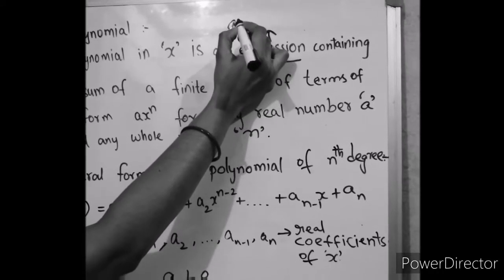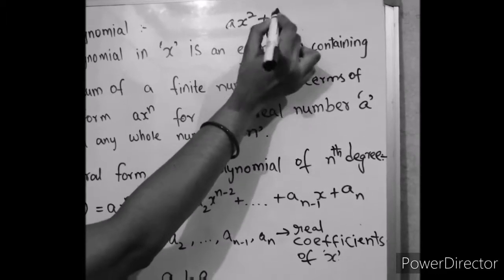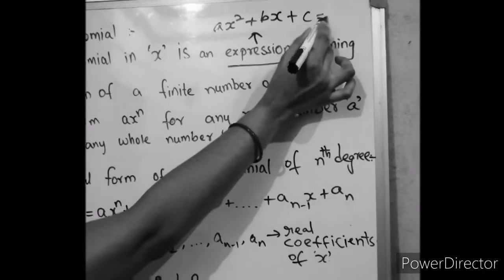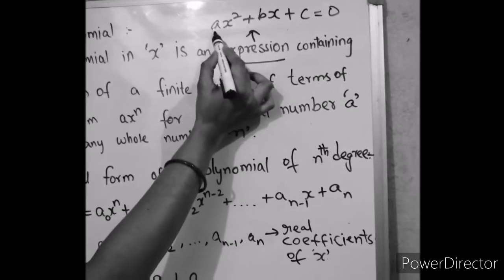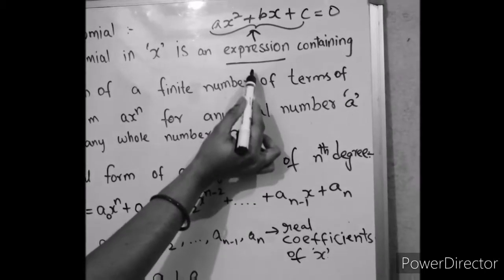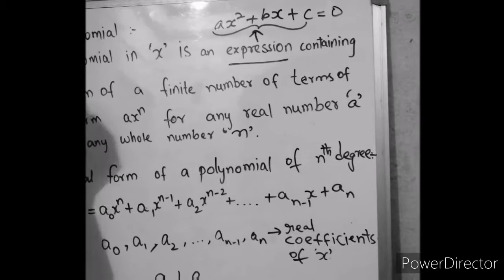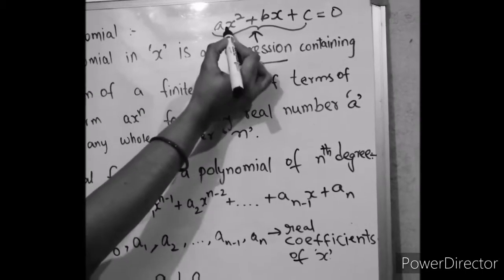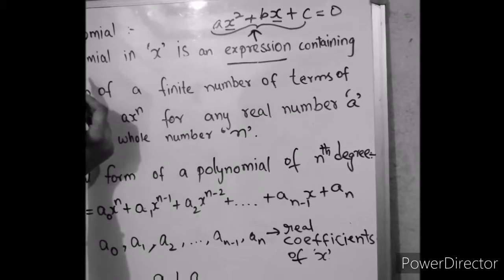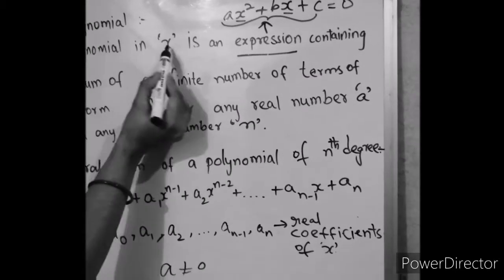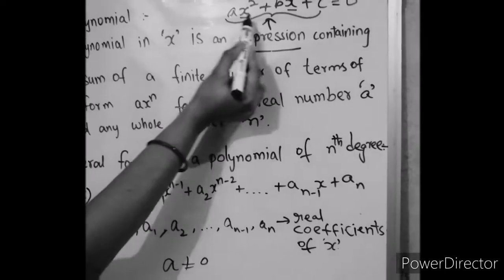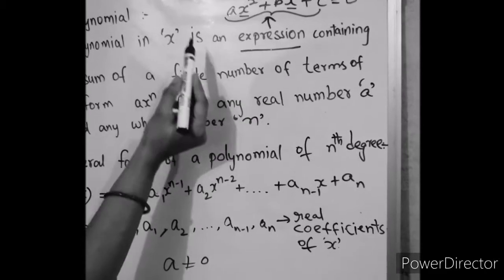Let me say the general equation of second degree: ax square plus bx plus c is equal to 0. Here the LHS part of this equation is called an expression. Therefore, because I am using the variable x in the expression, I am saying this is a polynomial in x, and x is called a variable here in the expression of the polynomial.